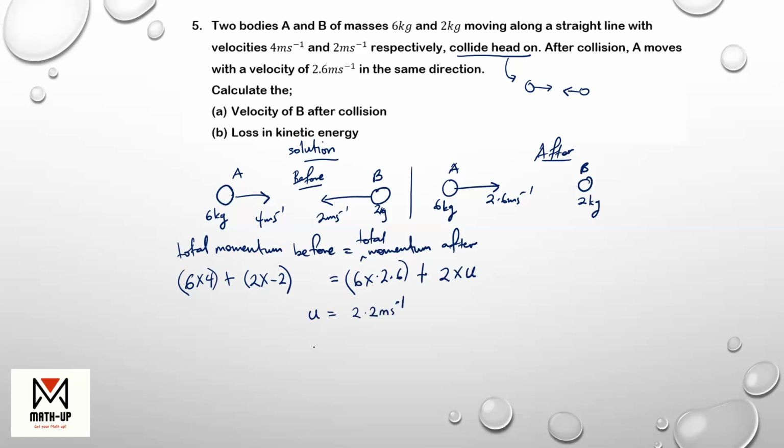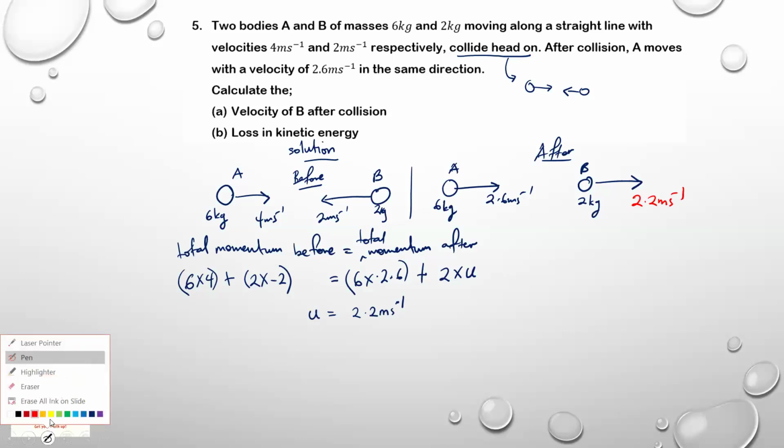You can help me check that. So having U as 2.2 meters per second means that our body B moves in this direction with a velocity of 2.2 meters per second.